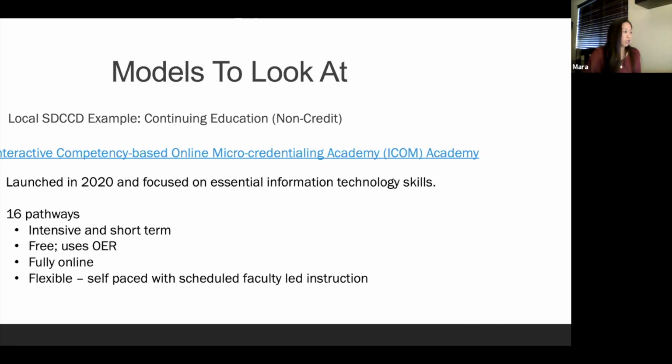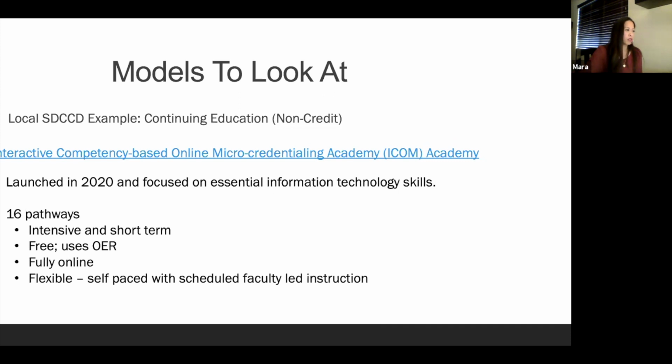Let's see if I can bring it up. It emphasizes that the pathways are supposed to be intensive and short-term, often completed within 5 to 10 months. It's free. OER is a big focus to create access. It's fully online. We talked about programs being fully online or hybrid in an earlier slide. So this is fully online and it's flexible. It's self-paced, and I think a lot of the CE programs have already traditionally operated like that. So they have structures in place already to be able to do that.